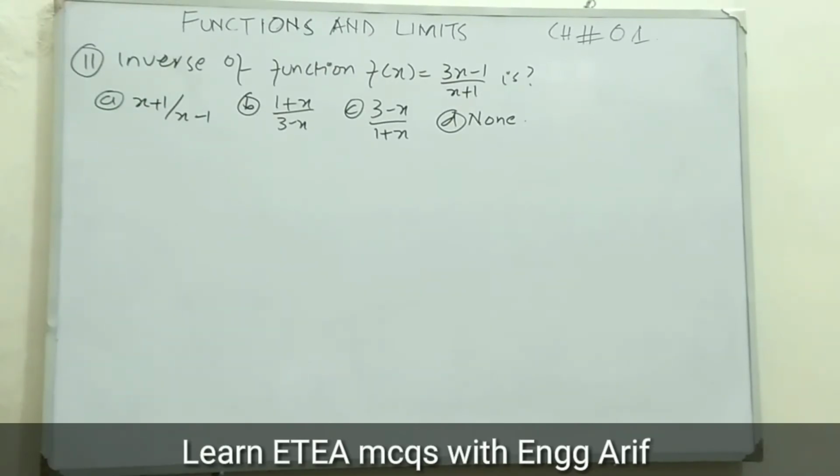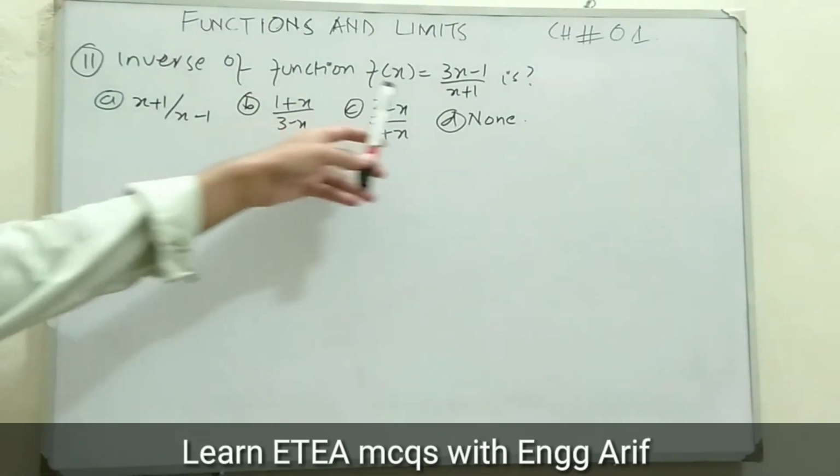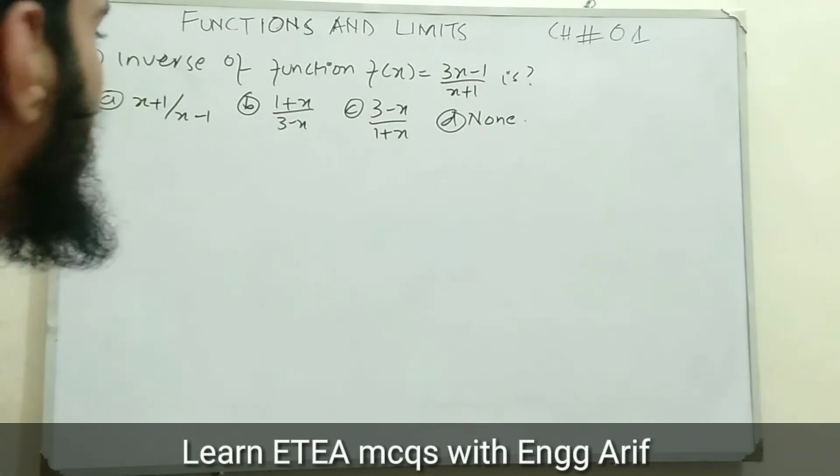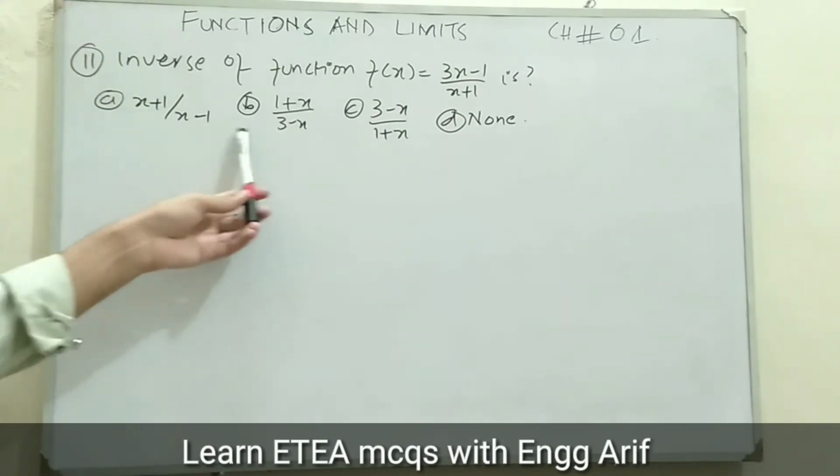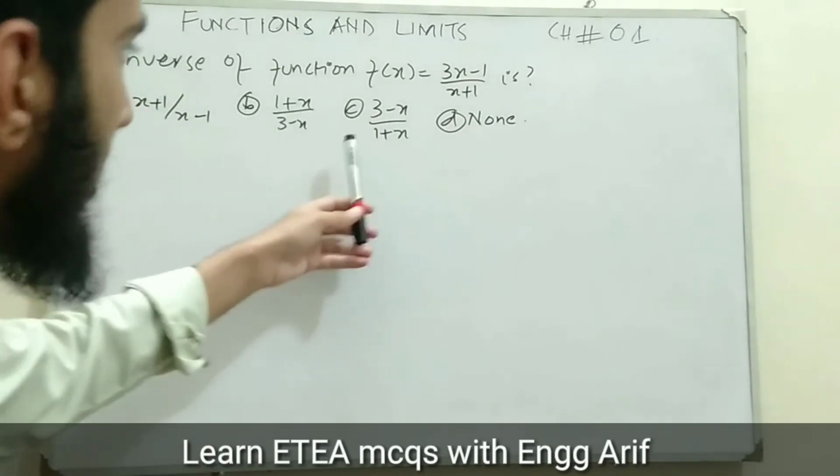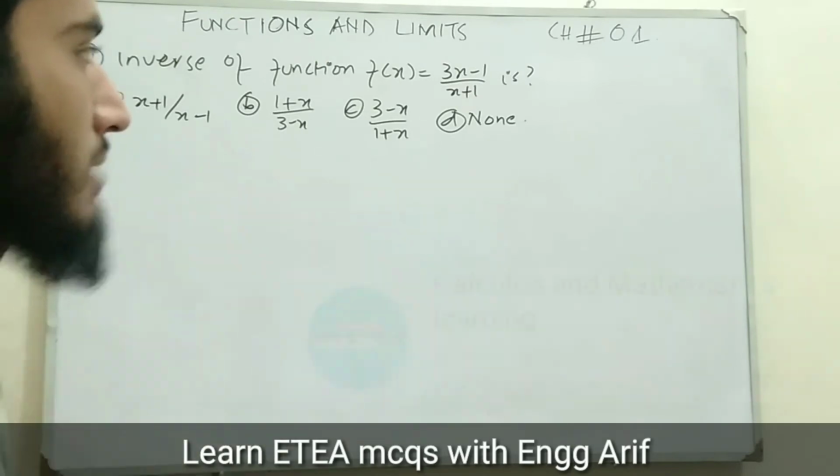Now move toward MCQ number 11. It tells that the inverse of a function f of x is equal to (3x minus 1) divided by (x plus 1) will be. Option A is (x plus 1) over (x minus 1). B is (1 plus x) over (3 minus x). Option C is (3 minus x) over (1 plus x). And the last option is none.